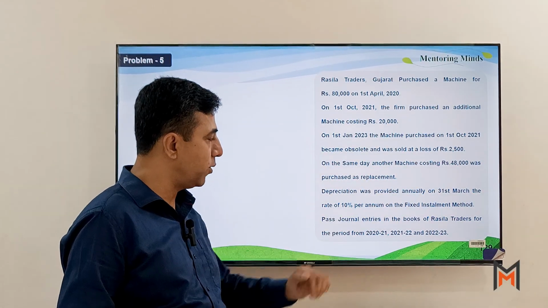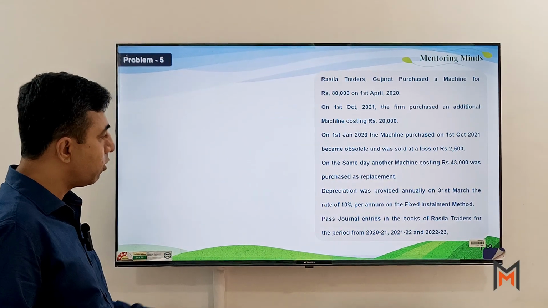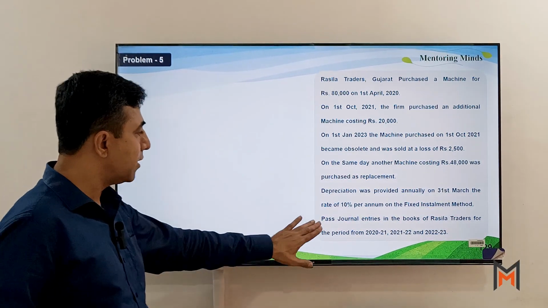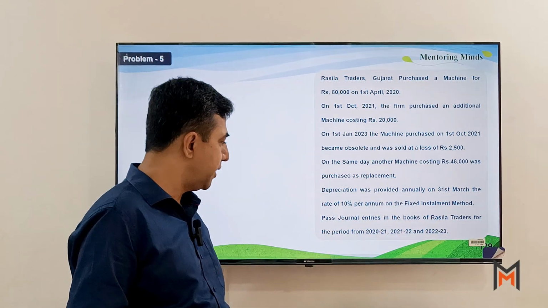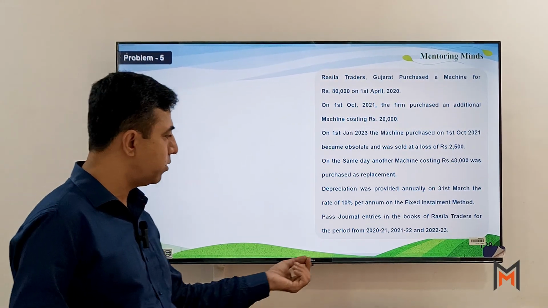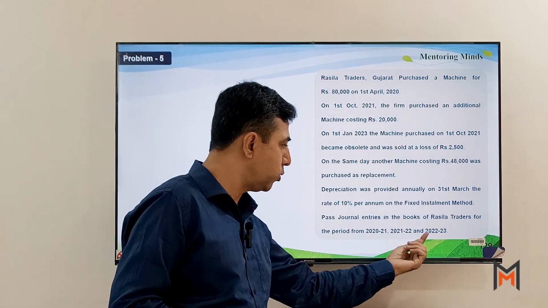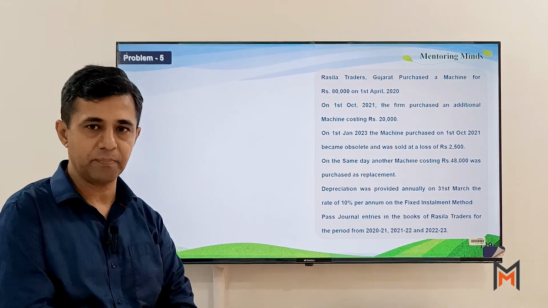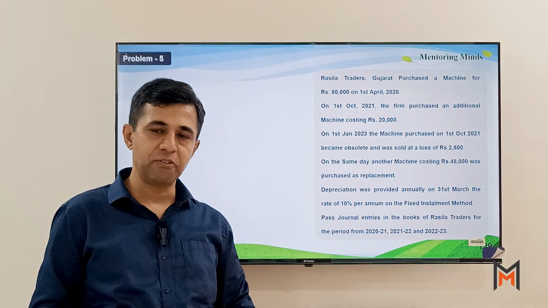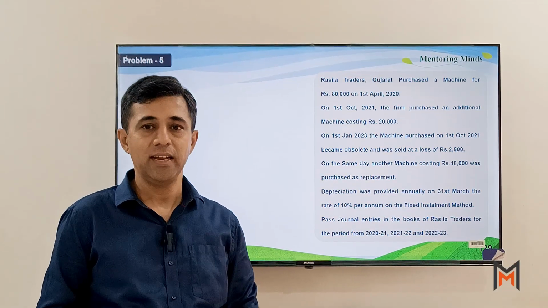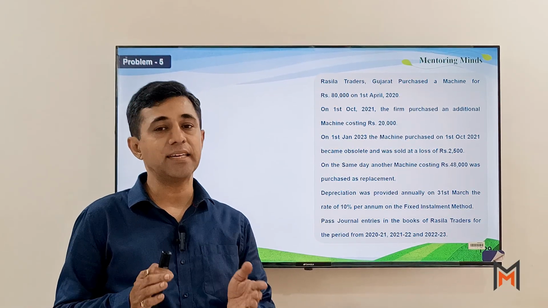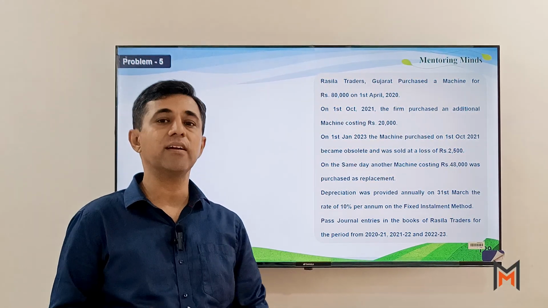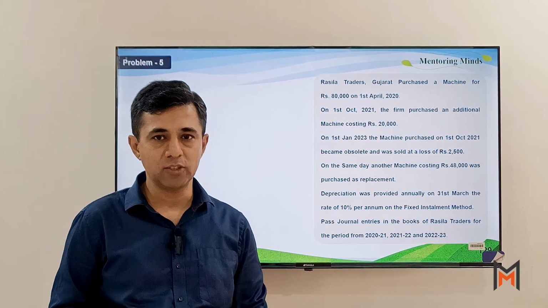Depreciation was provided annually on 31st March, at the rate of 10% per annum on the fixed installment method. Pass journal entry in the books of Rasila Traders for the period from 2020-21 to 21-22 and 22-23. 3 साल के लिए इन्होंने जर्नल एंट्री पास करने के लिए कहा है. We are aware the very first step that we are going to do is to prepare the timeline. Timeline से हमें ये पता चल जाता है कि असेट कब खरीदी है, कब बेची है और कितना हमें कंसिडर करना है for the month of depreciation calculation.